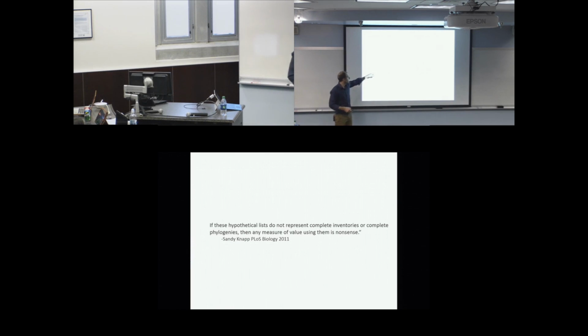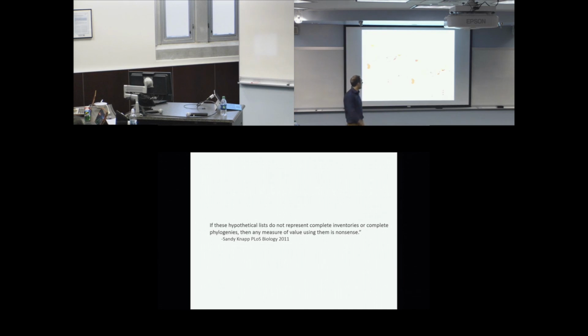But really important, this is where the number of species comes in. So Sandy Knapp, a prominent plant ecologist, says if these hypothetical lists do not represent complete inventories or complete phylogenies, then any measure of value of using them for conservation planning is useless, right? And it's a fairly valid point. So you're prioritizing the world based on this small fraction of what we know is actually out there. You could be completely wrong, right? But that's a standard statistical question, which is just, is the sample representative of the population?